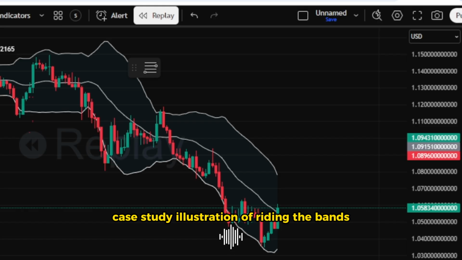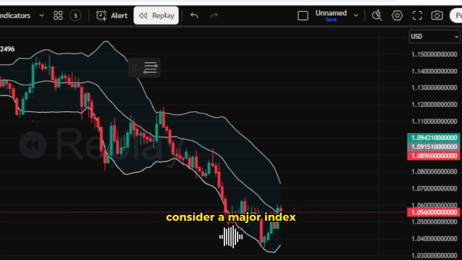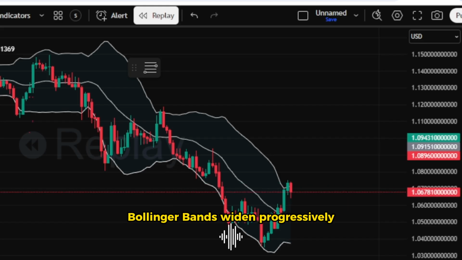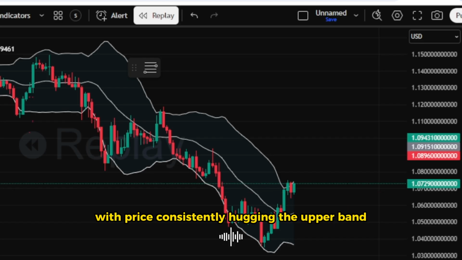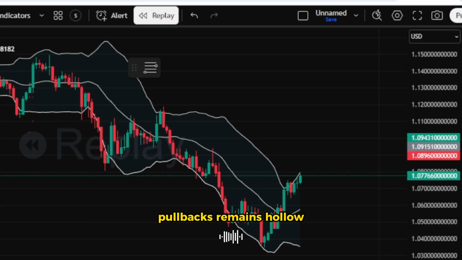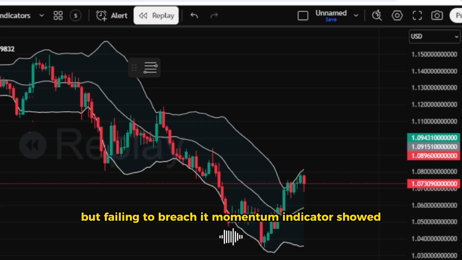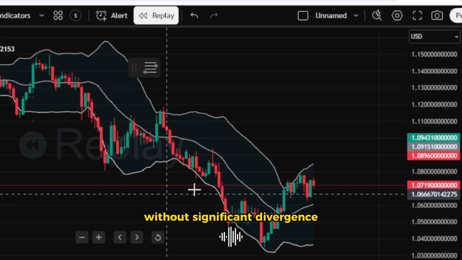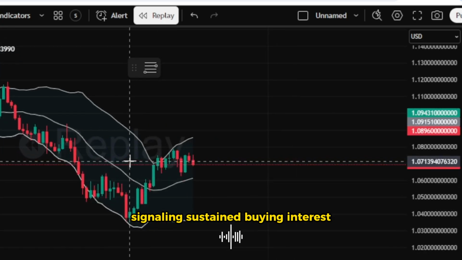Case study illustration of riding the bands. Consider a major index exhibiting a pronounced uptrend on the daily chart. Bollinger Bands widen progressively, with price consistently hugging the upper band. Pullbacks remain shallow, finding support at the middle band but failing to breach it. Momentum indicators stay in overbought territory without significant divergences, signaling sustained buying interest.